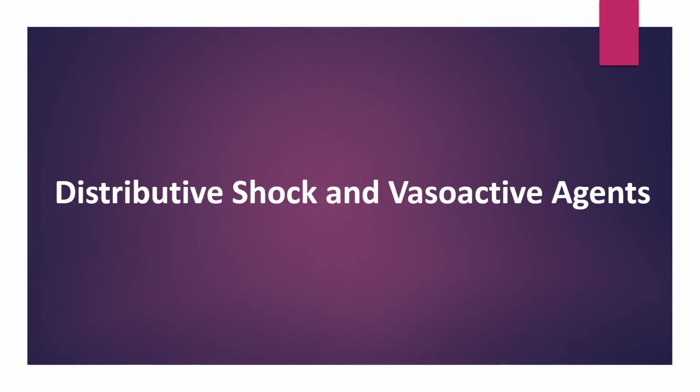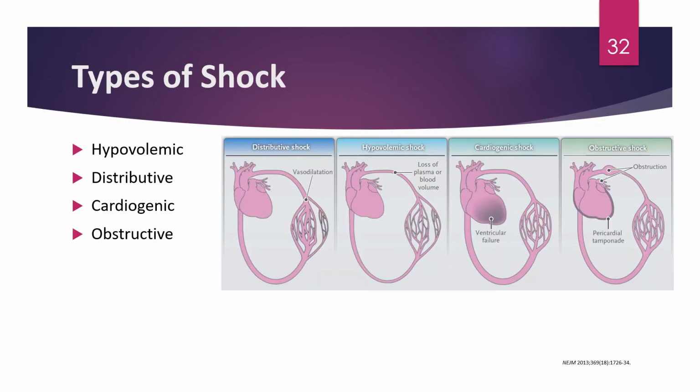So now that we talked about fluids, now we can talk about distributive shock and the vasoactive agents. In regards to shock, distributive shock is basically a result of vasodilation from one or more etiologies. And that's actually what we see here. So we talked about hypovolemic shock, how hypovolemic shock was a volume problem. Distributive shock is a vascular tone problem.